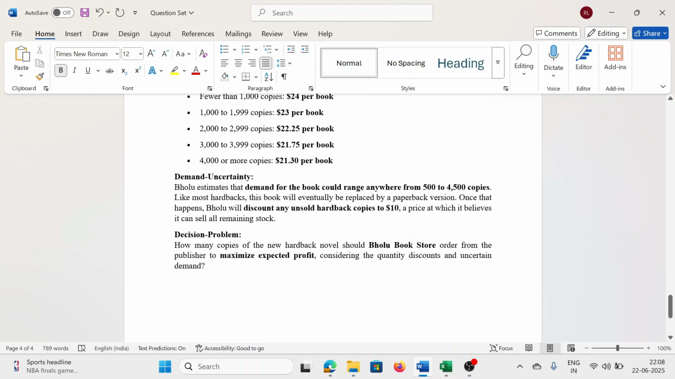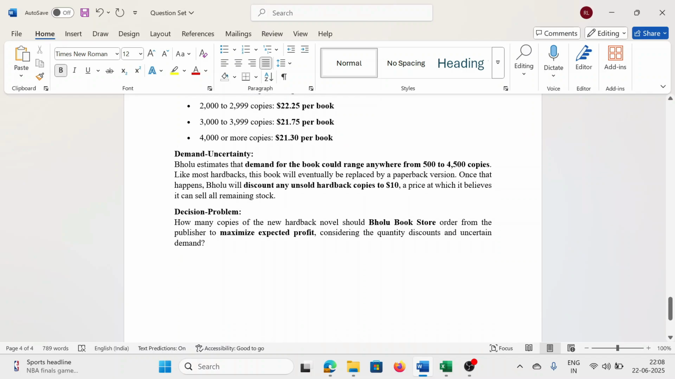Now, demand uncertainty. Bholu estimates the demand could range anywhere from 500 to 4500 copies. Like most hardbacks, this book will eventually be replaced by a paperback version. Once that happens, Bholu will discount any unsold hard copies to $10, a price at which it believes it can sell the remaining stock. So it's a stock clearance.